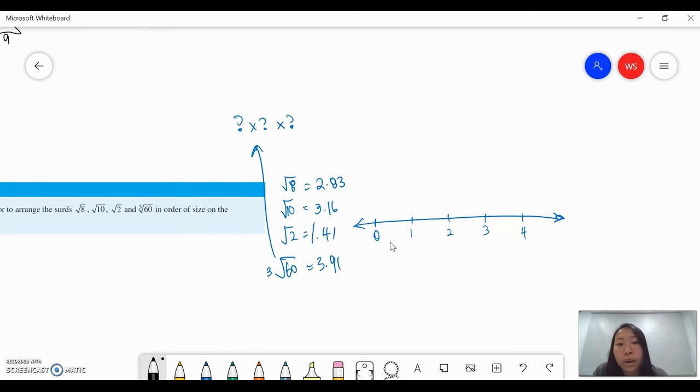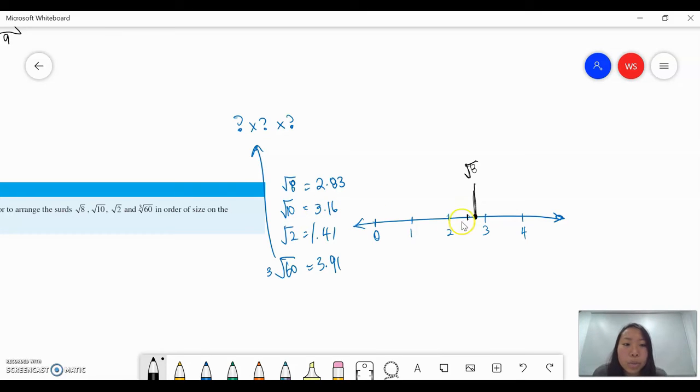Okay, so then just locating where they will sit. So 2.83 is in between 2 and 3, right? So this is your halfway mark. There's about 2.5. 2.83 is probably somewhere down here. So this can be square root 8. Okay, so just putting a dot there will do. And then after that, labeling what is that.